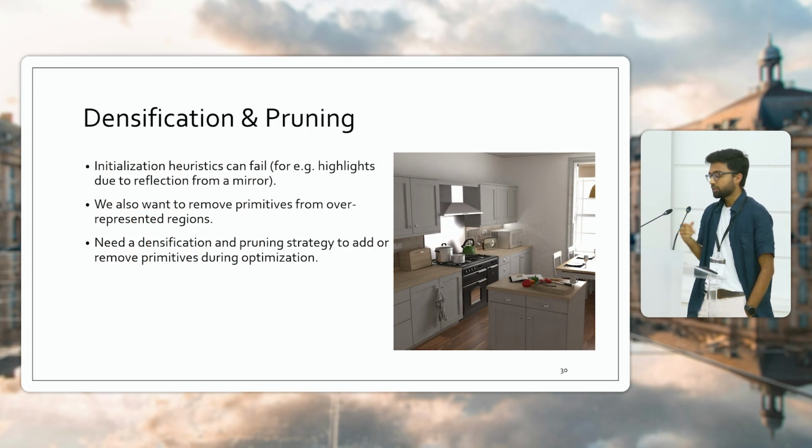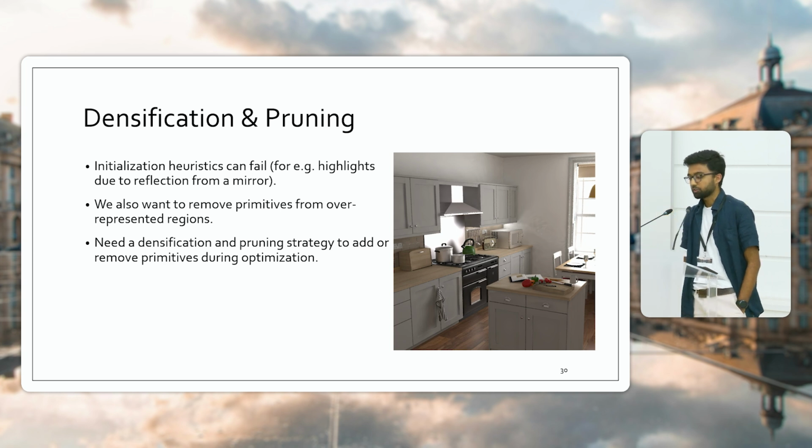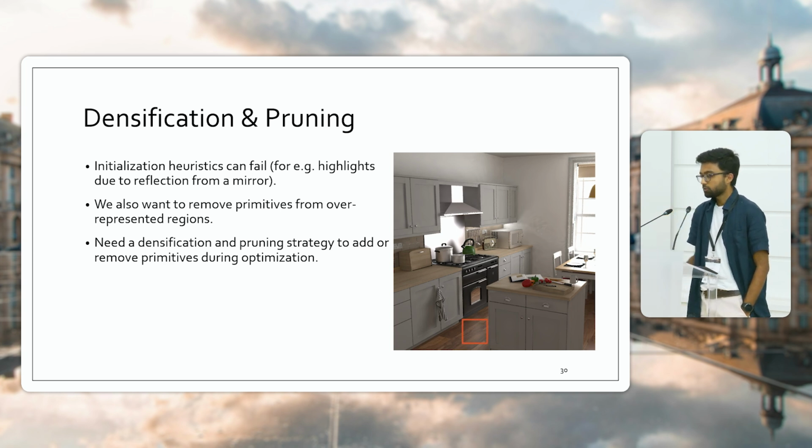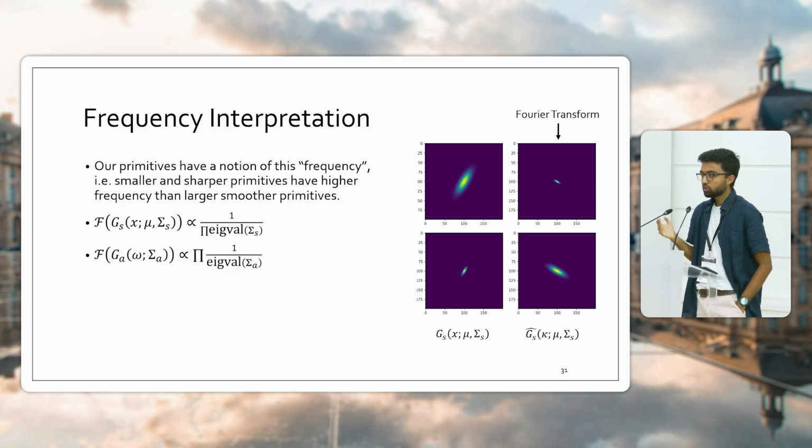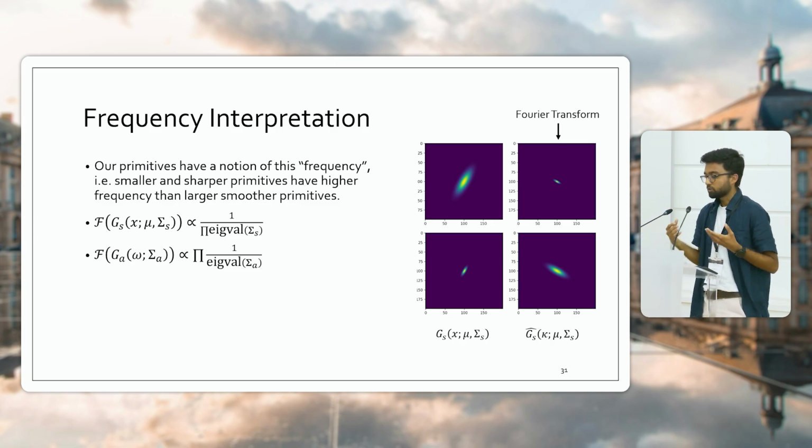We also need to do some densification and pruning because the initialization strategy that I described can fail sometimes. So we want to be able to add and remove primitives as we go. For this, we make use of the frequency estimate of our representation. We noticed that Gaussians have this notion of frequency, where smaller Gaussians have higher frequencies than bigger Gaussians. So we want to place new Gaussians in the regions where we have high frequencies, and we want to take this into account.